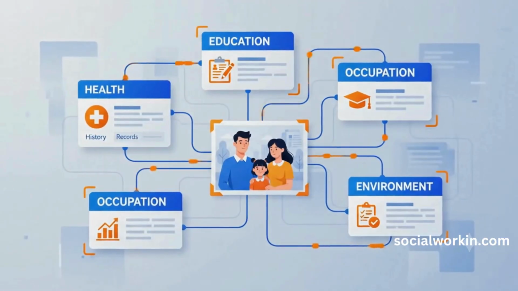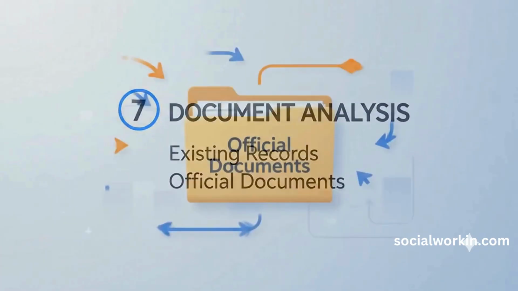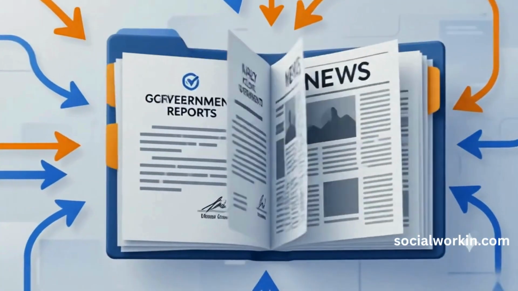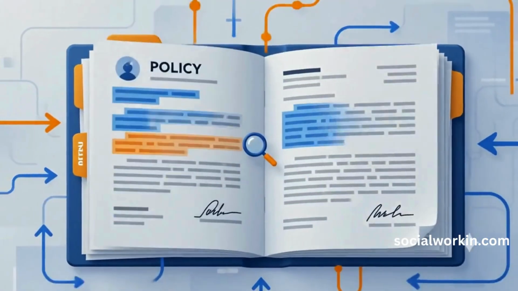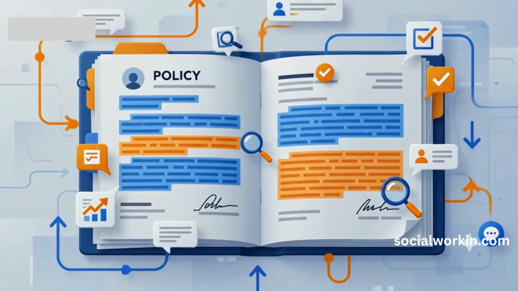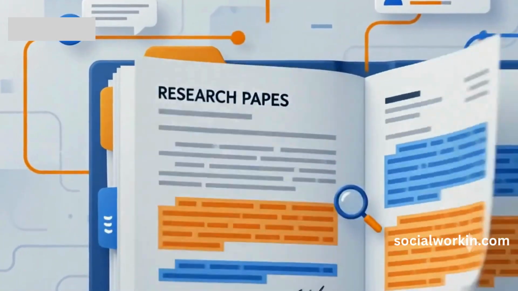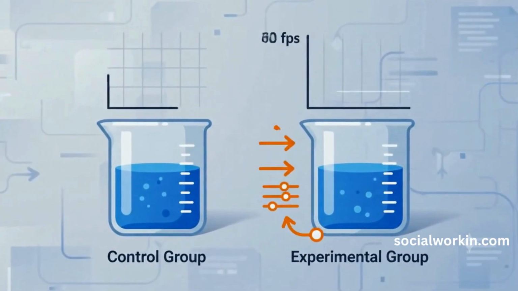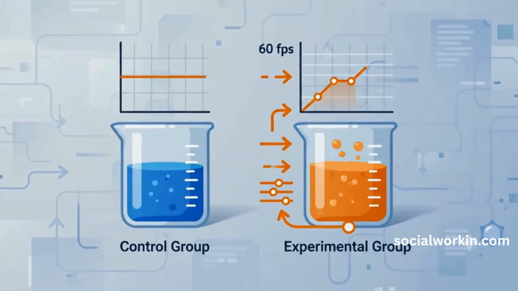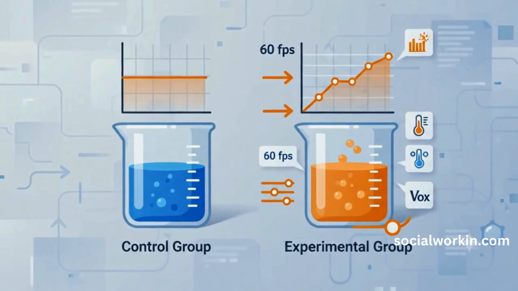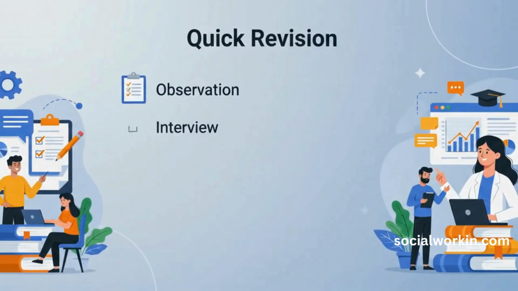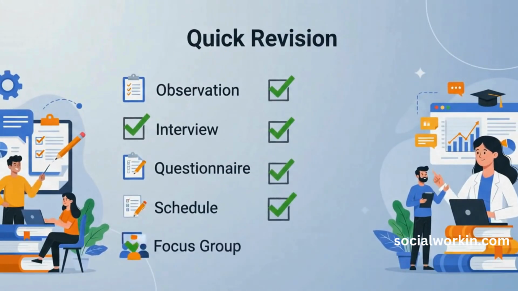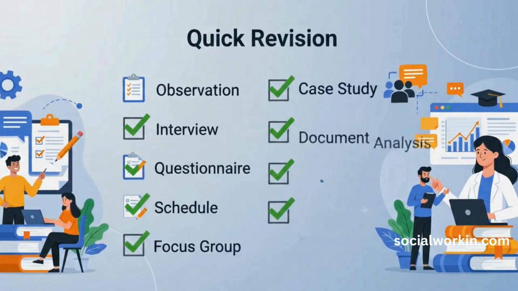Number 7, document analysis. Researchers collect information from existing records such as reports, policies, newspapers, and official documents. Number 8, experiment. This method is used to study cause and effect relationships by controlling variables. Let's quickly revise them once again. Observation, interview, questionnaire, schedule, focus group discussion, case study, document analysis, and experiment.